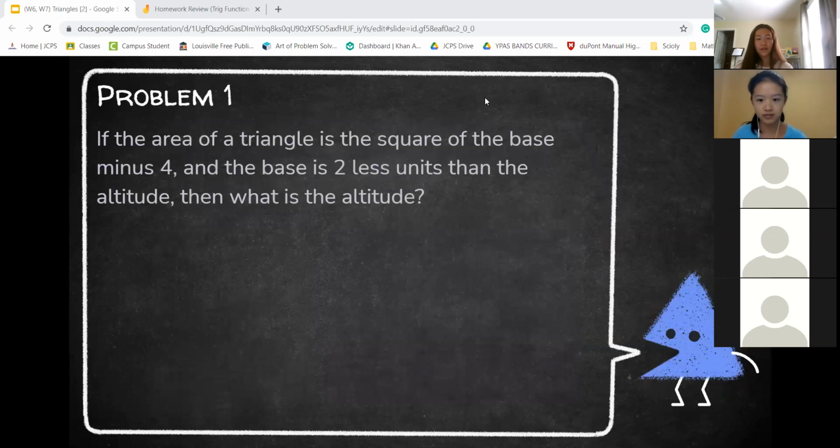Okay, so if the area of a triangle is the square of the base minus 4, and the base is 2 less units than the altitude, then what is the altitude? So this one, you can just use your knowledge of how to find the area of a triangle and try to find the altitude.